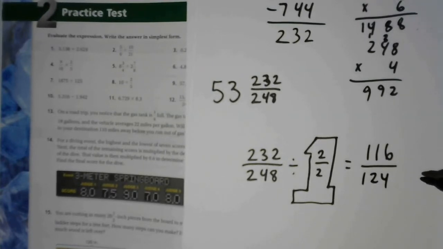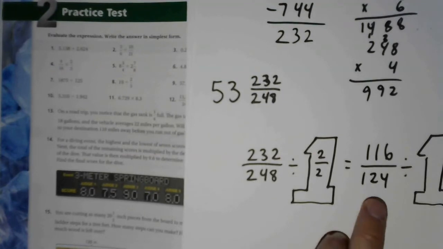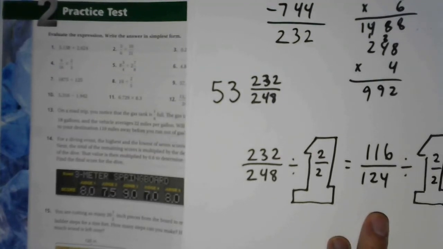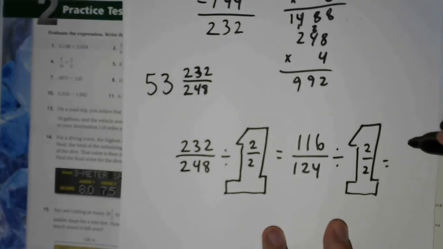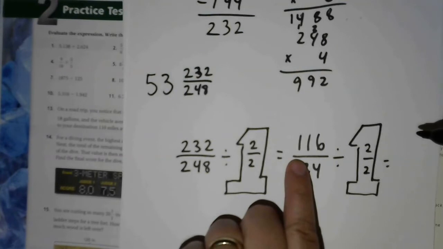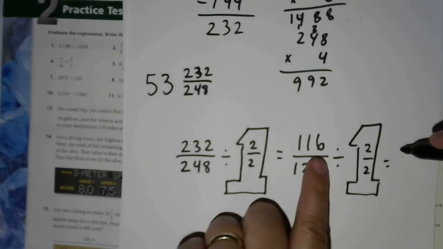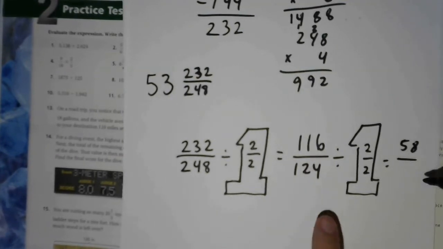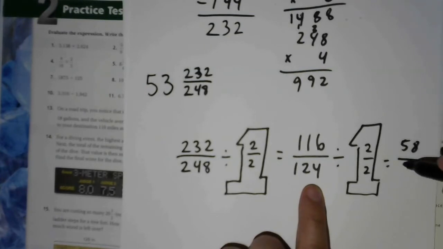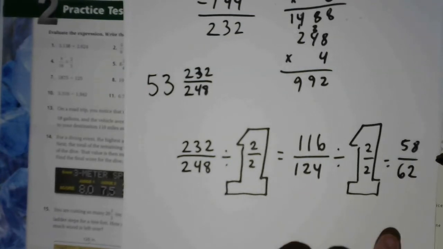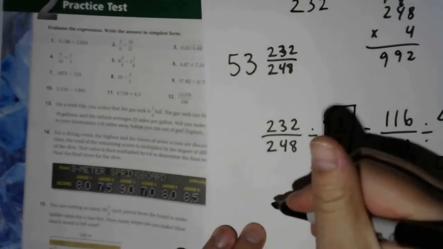But wait, we're not done yet, because that could be divided by a form of 1, right? And if you look at it, they're both even, so I'm going to divide that by 2 over 2. So half of 116, that's going to be 50, because half of 100, plus 8, 58. Half of 124, that's going to be 50 plus 12. Wait a minute. Yeah, 50 plus 12. That's going to be 62. But wait, we're not done yet. 58 over 62.